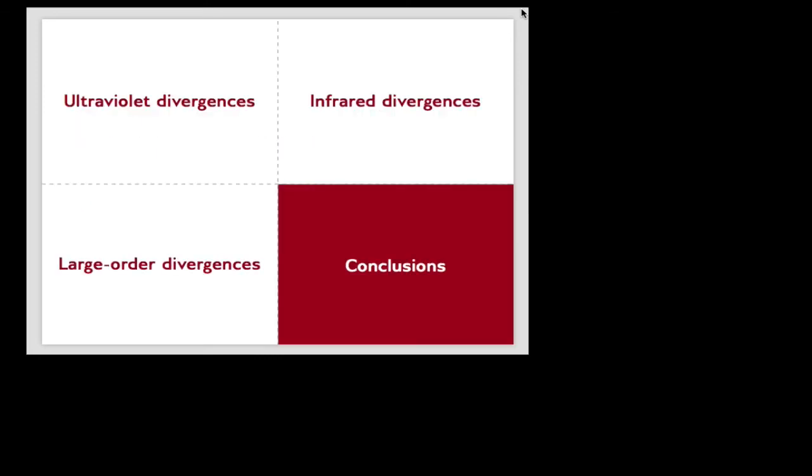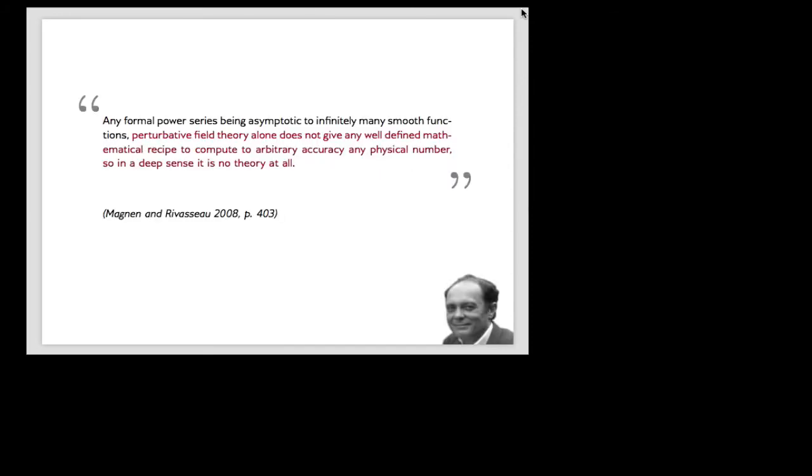And let me just briefly indicate where I think that leaves us. So we've been considering this exactness requirement, which says that it must be possible to determine the empirical content of a theory exactly, at least in principle. Here's a forceful characterization of this requirement from Rivasseau, who says that any formal power series being asymptotic to infinitely many smooth functions, perturbative field theory alone does not give any well-defined mathematical recipe to compute to arbitrary accuracy any physical number. So in a deep sense, it is no theory at all. This is just a statement of the exactness requirement.